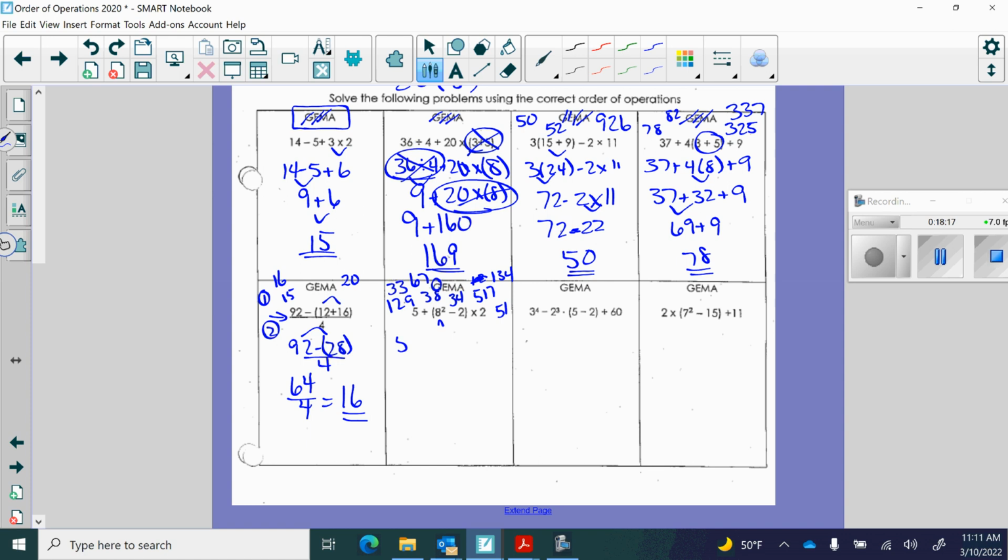So I rewrite everything else. What is 8 to the second power? What does that equal? 64 minus 2 times 2. Now I still have a grouping symbol, so I'm going to do that one. 5 plus 62 times 2. I'm done with my groupings. Do I have any more exponents? Nope. Do I have any multiplication or division? Yes. So I'm going to do this one next. 5 plus 124. That's it. All we have is adding and subtracting, which gives us 129.